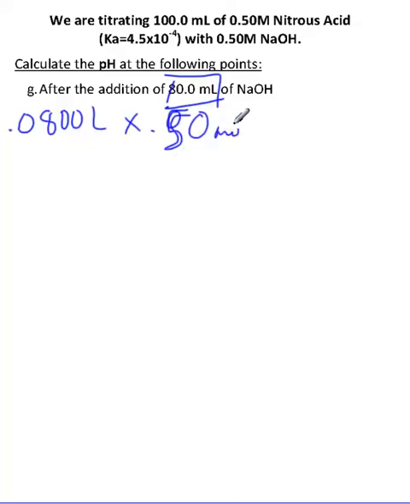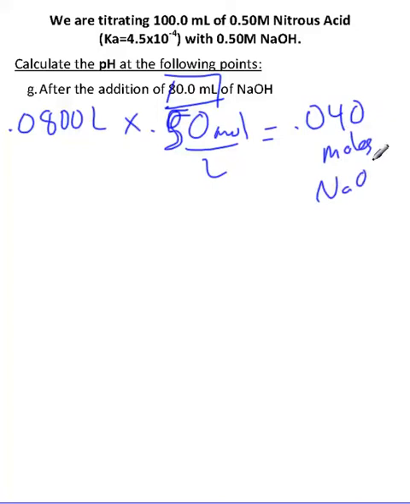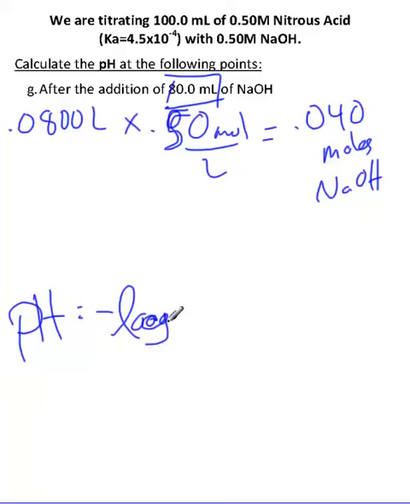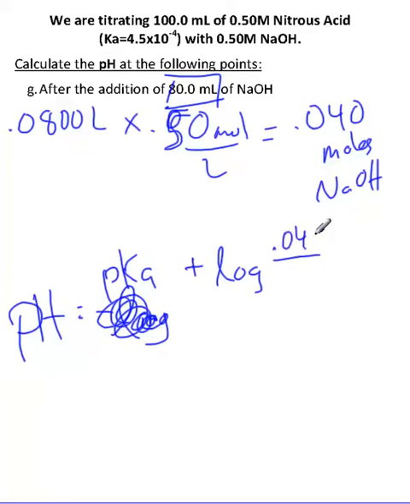0.50 moles per liter, which gives 0.040 moles of NaOH. So again, starting right off with my Henderson-Hasselbalch, I know the pH is going to equal pKa, so I don't have to write that, plus the log of my conjugate base value, which is going to be equal to that NaOH, 0.040.